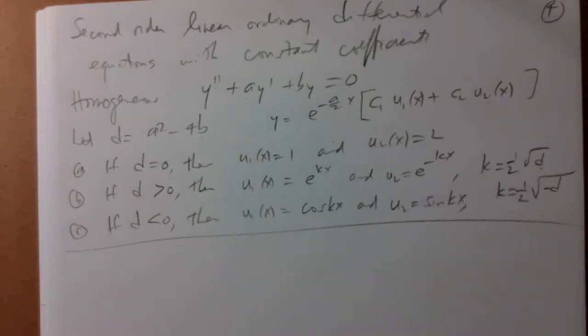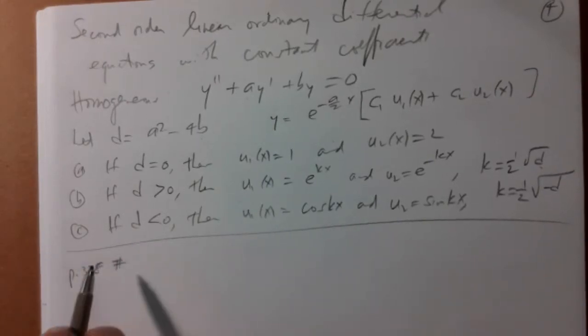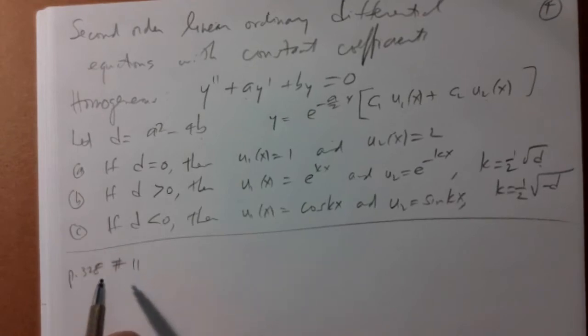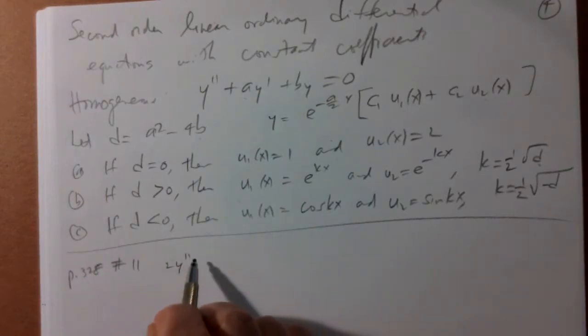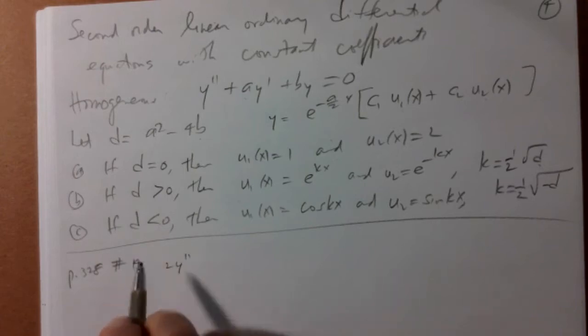The homework problems on page 328, they were the ones that were due last week. Maybe I'll do one just for fun. So this is on page 328, number 11. So number 11 is 2y double prime. Actually, I think I did that one, so maybe I'll do a different one. 11, 13, and 14. Let me do 14. I don't remember if I did that.